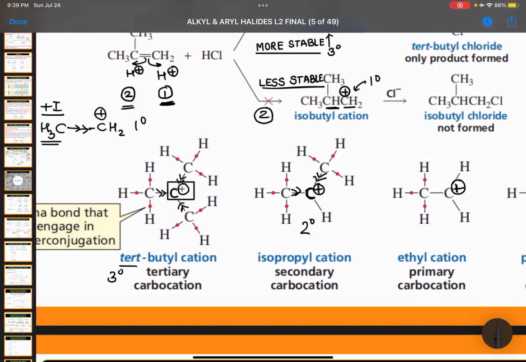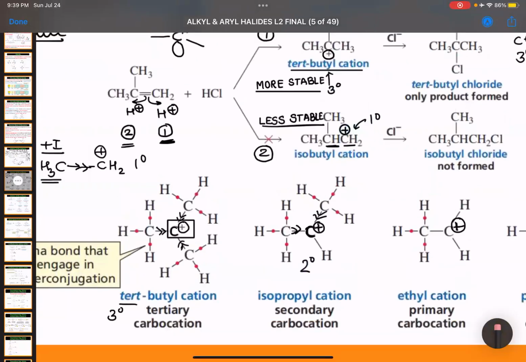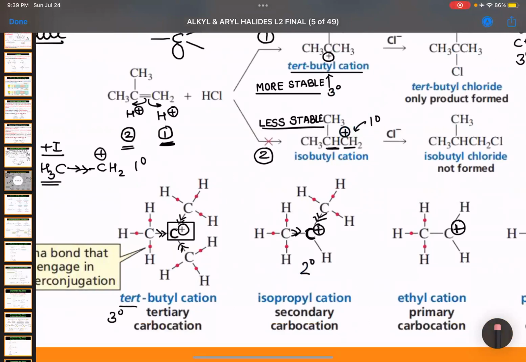This is one of the reasons why the tertiary carbocation is stable. Then secondary, which in turn is more stable than primary, and the methyl carbocation is least stable. Is it clear to all of you? Any doubt in this? No, sir. And there is one more reason.